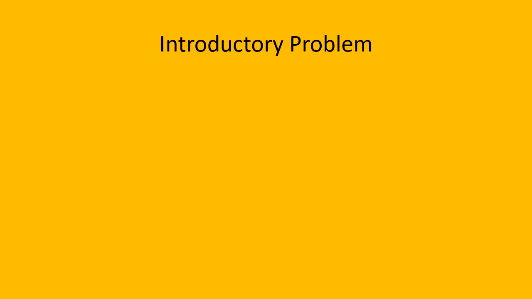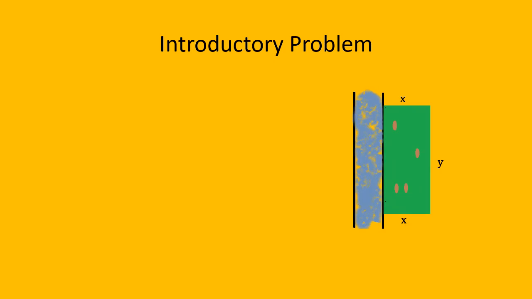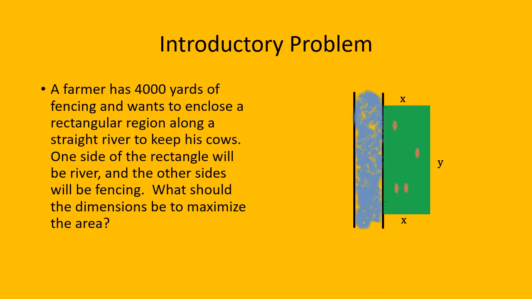So let's look at an introductory problem to get a feel for what this method is about. Here's what we're going to have. We have a straight river, and a farmer has 4,000 yards of fencing and wants to enclose a rectangular region along that straight river to keep his cows. So here we have that rectangular region that the farmer is going to build, and we're going to have some cows in this field. And let's let x be the width and y be the length of this rectangular field.